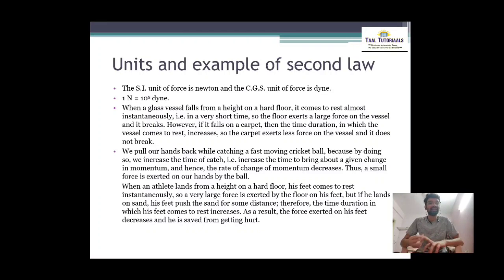When an athlete lands from a height on a hard floor, his feet come to rest instantaneously, so a very large force is exerted by the floor on his feet. But if he lands on sand, his feet push the sand for some distance. Therefore, the time duration in which his feet come to rest increases. As a result, the force exerted on his feet decreases and he is saved from getting hurt. These are some examples for the second law.